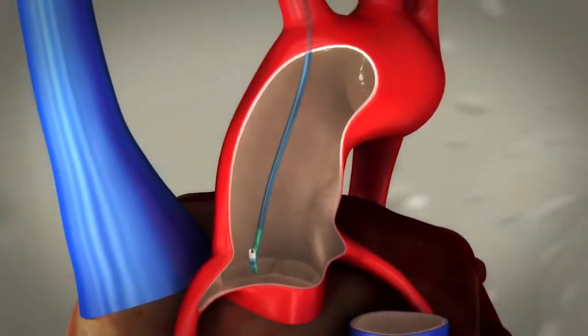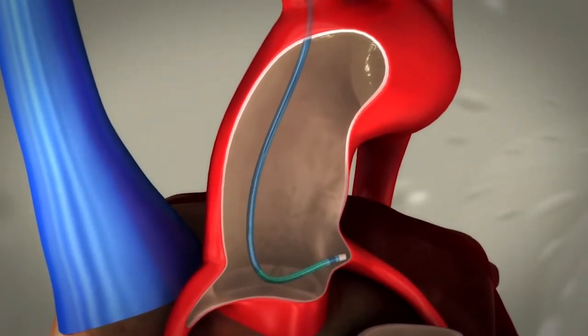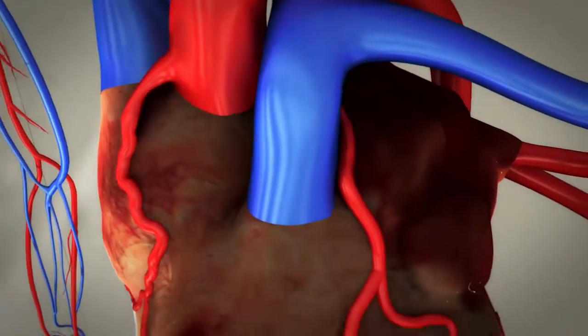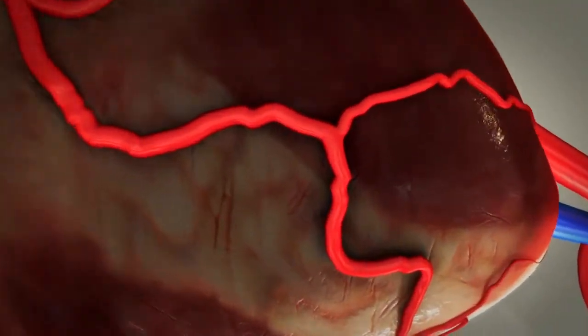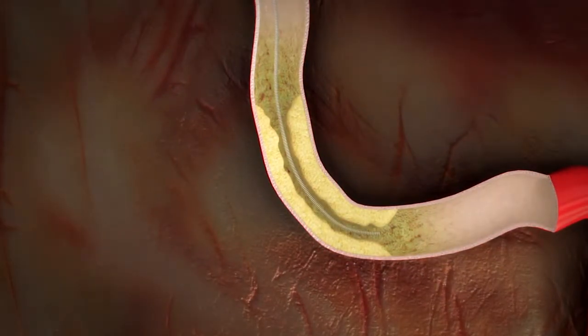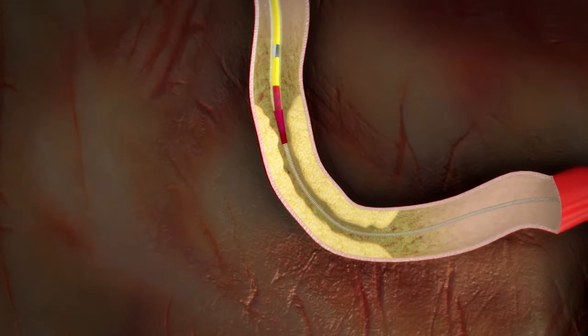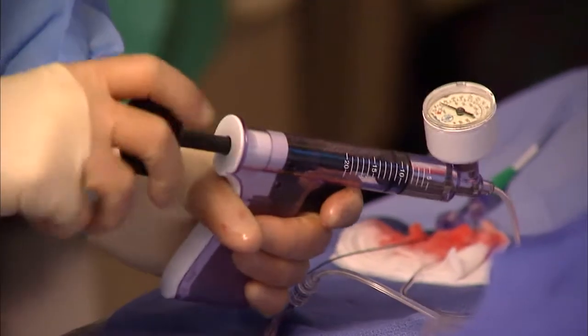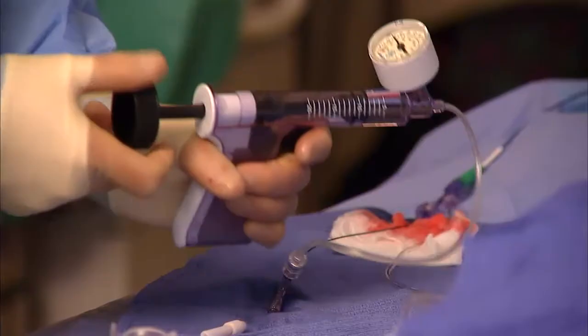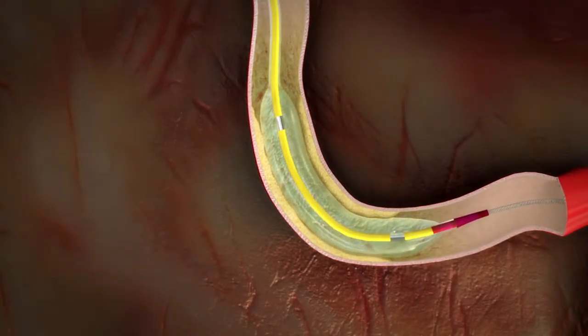To begin the PCI, your doctor inserts a catheter with a small balloon on its tip through the sheath and into your artery. Once it reaches the blockage, the balloon is carefully inflated to flatten the plaque against the artery wall. It's normal to feel some mild chest pain when the balloon is inflated.